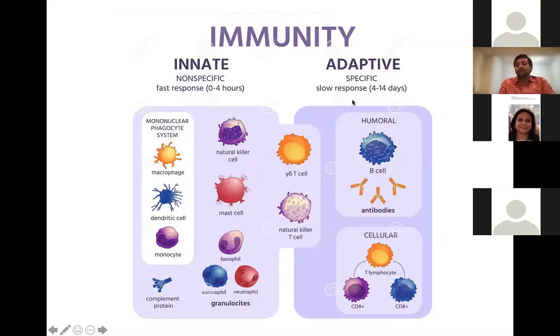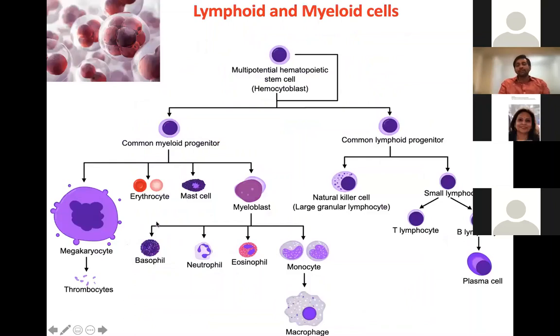In adaptive immunity, we have a slow response, because after the attack of a pathogen, innate immunity is activated, and then it further activates other pathways which give rise to adaptive immunity. Adaptive immunity has two major responses: humoral, in which B cells produce antibodies, and cellular immunity, in which T cells play a very important role to activate the immune system. So this is the overview of how lymphoid and myeloid cells are important for the body, and they play a very important role in the immune system.